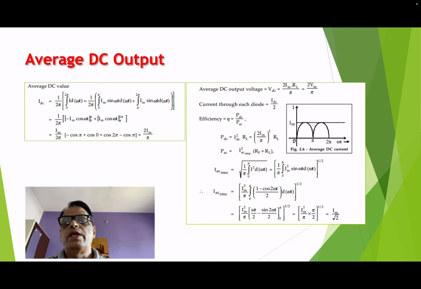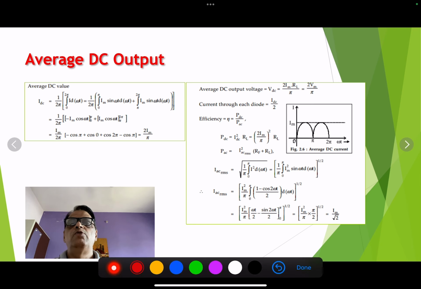Now we can obtain the expression for the average DC output. We know that IDC can be given as 1 upon 2 pi integration of 0 to 2 pi of ID d omega t, where we will divide this integration into two parts, one from 0 to pi, another from pi to 2 pi, and therefore we can get the integration of Im sine omega t d omega t as 1 upon 2 pi, minus Im cos omega t in the range of 0 to pi plus Im cos omega t in the range of pi to 2 pi.